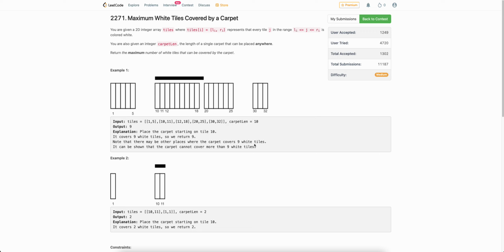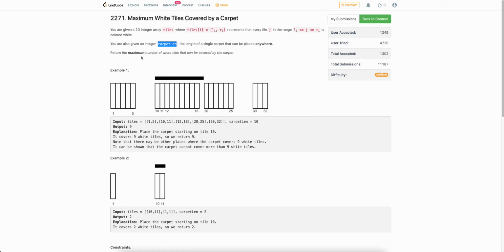So in this video, we will be discussing the third problem of biweekly contest 78. The problem states that we are given a 2D array tiles. Each element of this array contains two integers li and ri, which denotes the range that each tile covers. And then we are given a carpet length, which we can place anywhere.